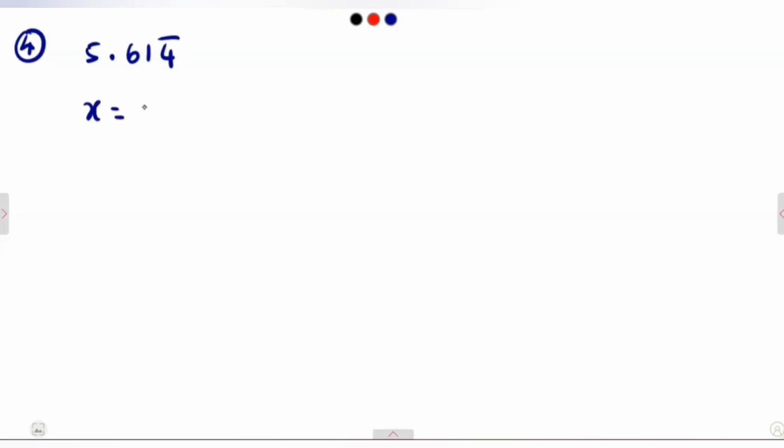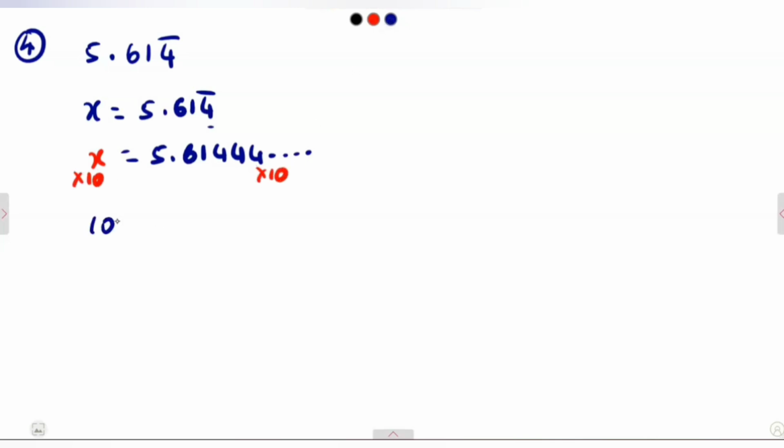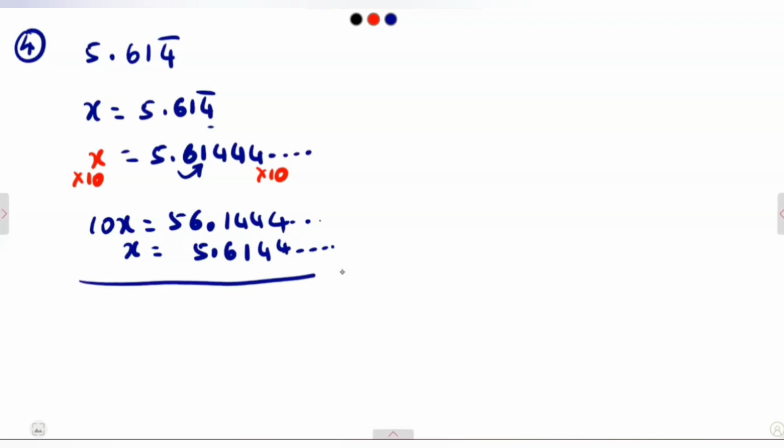Let us think x is equal to 5.614 bar, and expand that according to the number of decimals repeating: 4 4 4 4 and so on. Here also only one digit is repeating. So let us multiply both sides with 10. That gives you 10x is equal to, the point moves one digit to the right, 56.144 and so on. Now bring our original number under this, 5.614 and so on, 444 on both sides, and subtract them.